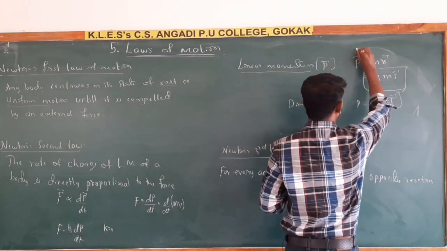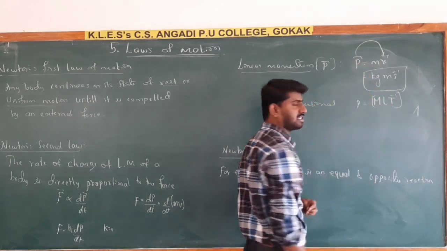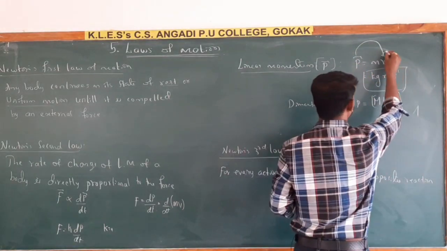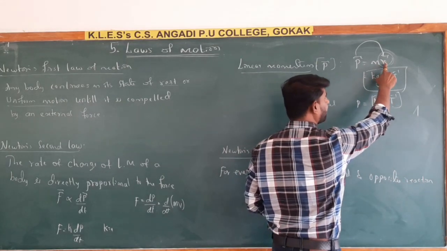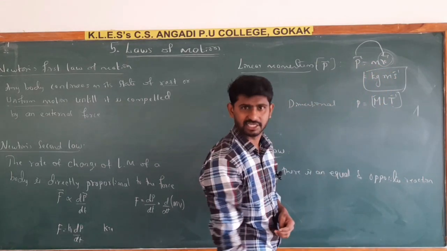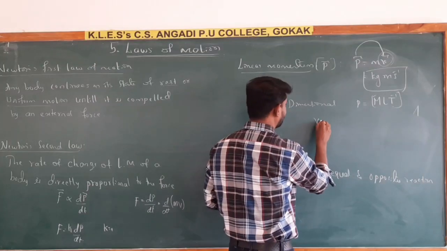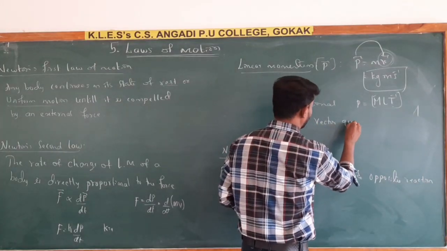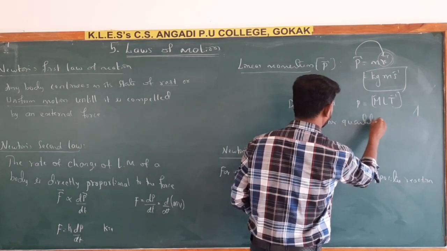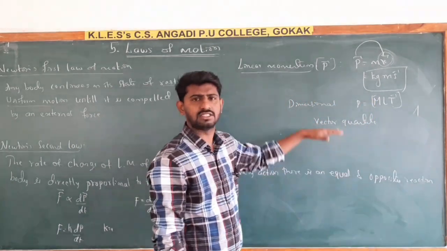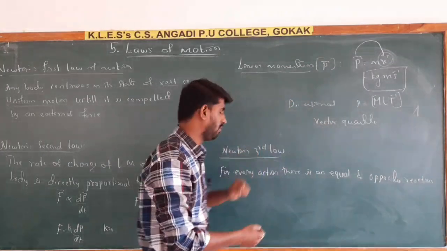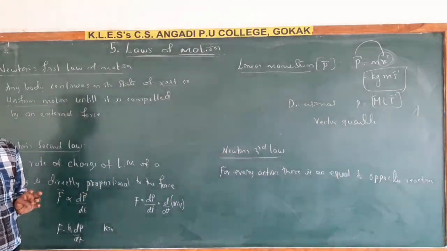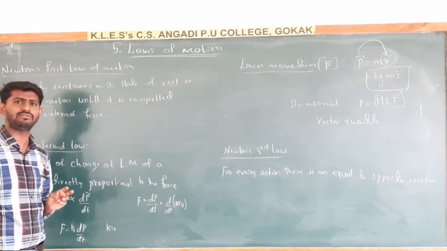See here, the linear momentum depends on the velocity. Velocity is a vector quantity and mass is a scalar. Whenever a scalar is multiplied by a vector, the result will be a vector quantity. So that's why we say linear momentum is a vector quantity. This is the basic idea of linear momentum. If you know this, we can go for Newton's second law of motion.